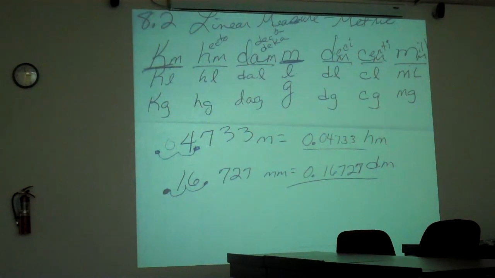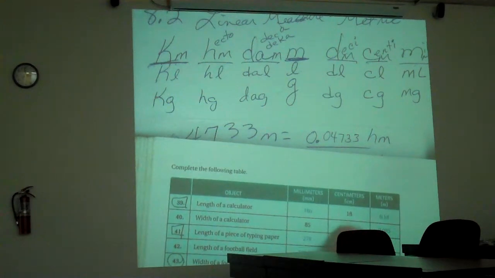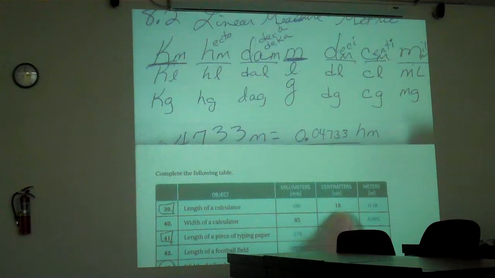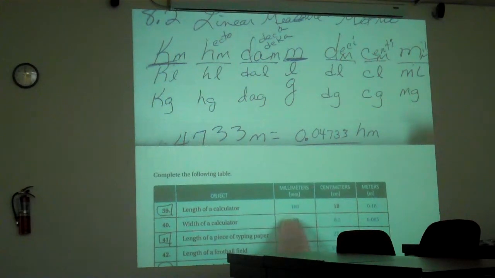Now see why this homework could be combined? It's no big deal. It's not real hard. Okay, on page 480, it has you do the length of the calculator. You don't have to actually measure one. It told you it's 18 centimeters. So it has a specific calculator it's talking about. So you're going to go from centimeters to meters, and you're going to go from centimeters to millimeters. Okay? You're going to have to do two different answers for each one of these.